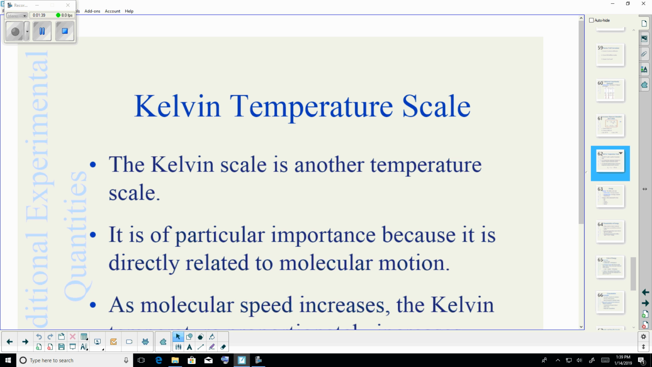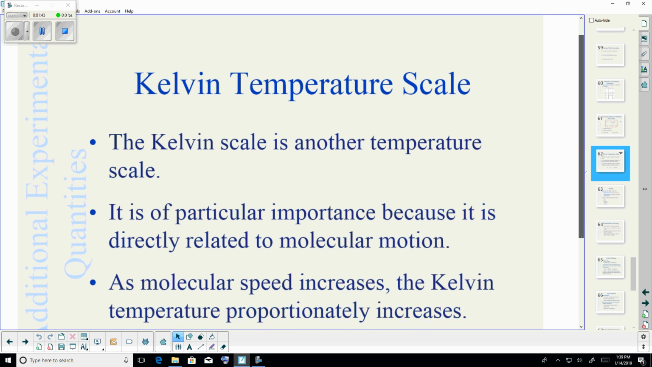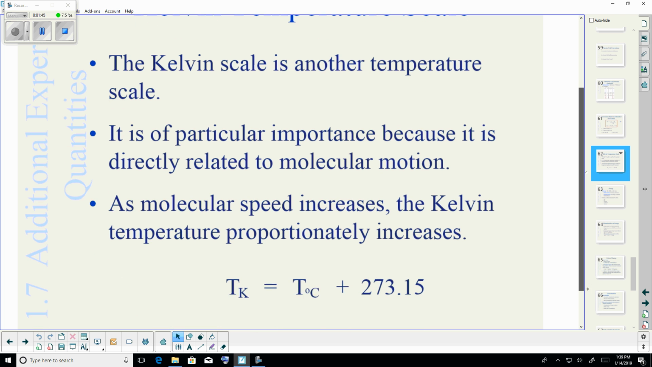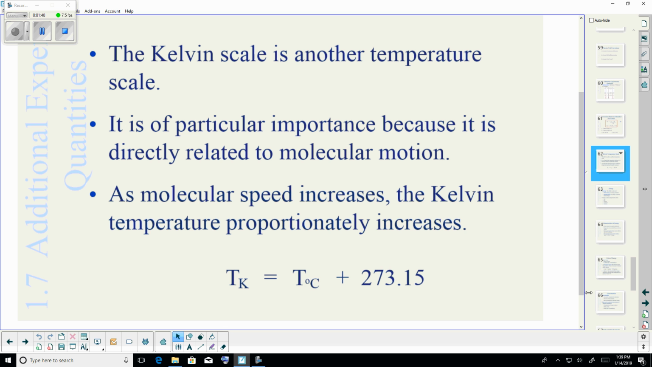The Kelvin scale, and we're going to use that later on in the semester, is important to scientists because it's directly related to molecular motion. So as molecular speed increases, the Kelvin temperature proportionally increases. To go from Celsius to Kelvin, you're going to add 273.15.